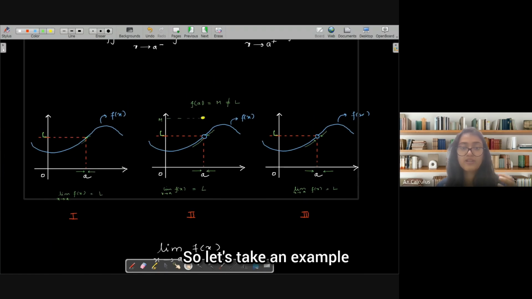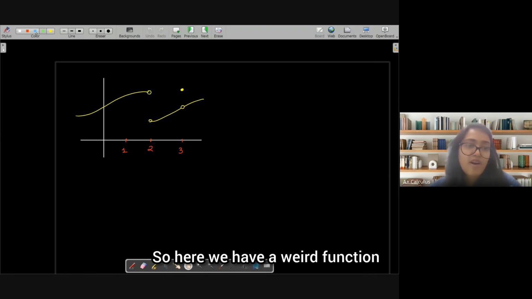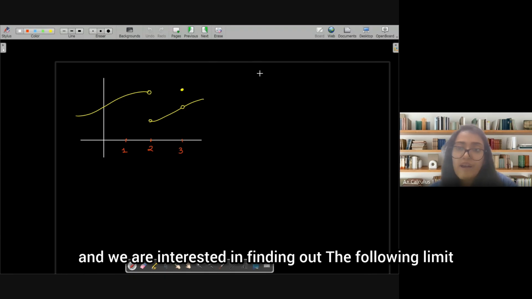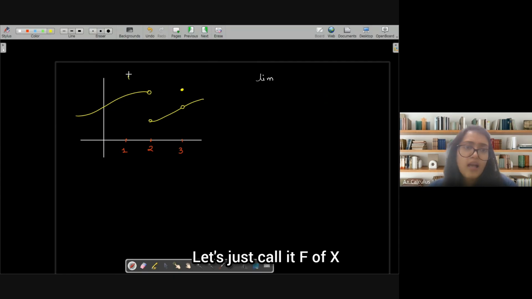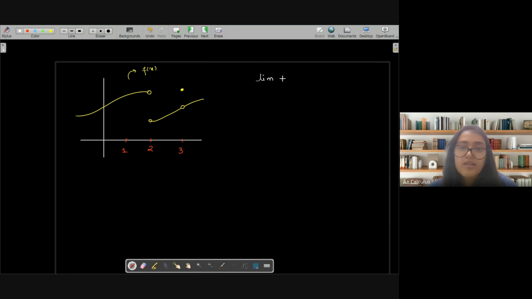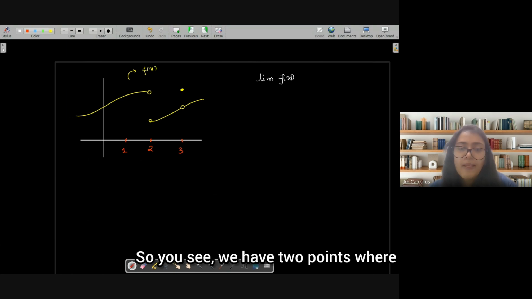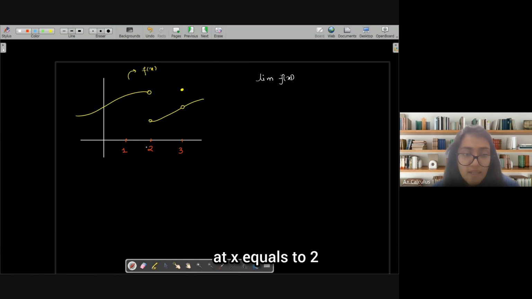So let's take an example. Here we have a weird function, and we are interested in finding the following limit. Let's just call it f of x. So we are interested in finding the limit of f of x. You see, we have 2 points where the graph is having a jump. First, at x equals 2, there is a jump, and at x equals 3, there is a jump.